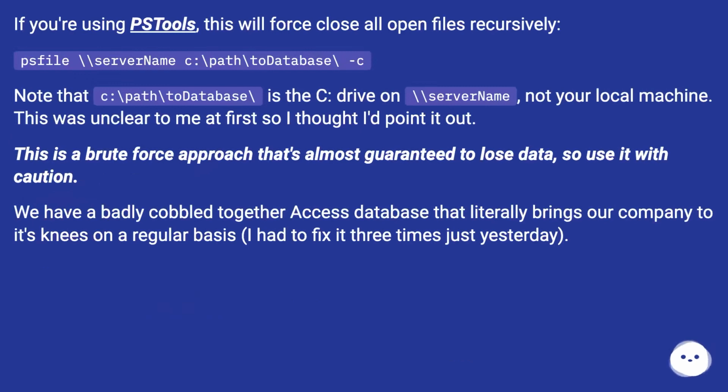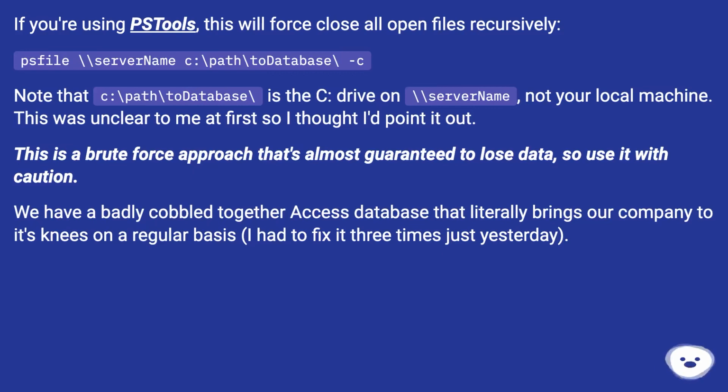If you're using SysTools, this will force close all open files recursively: sfile \\servername c:\path\to\database\ /c. Note that c:\path\to\database\ is the C drive on \\servername, not your local machine. This was unclear to me at first, so I thought I'd point it out. This is a brute force approach that's almost guaranteed to lose data, so use it with caution.